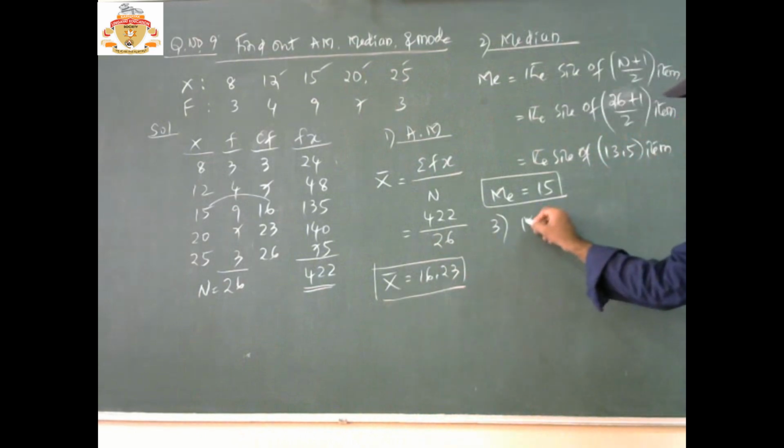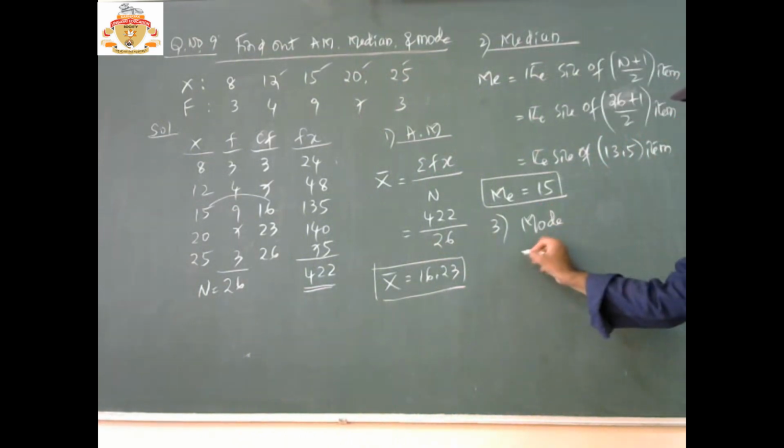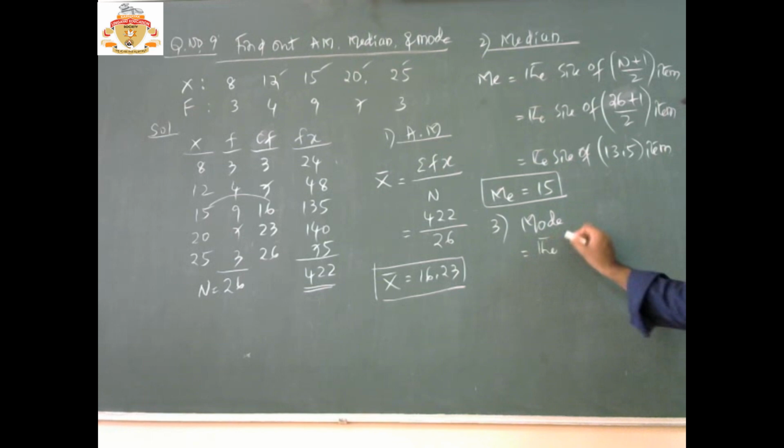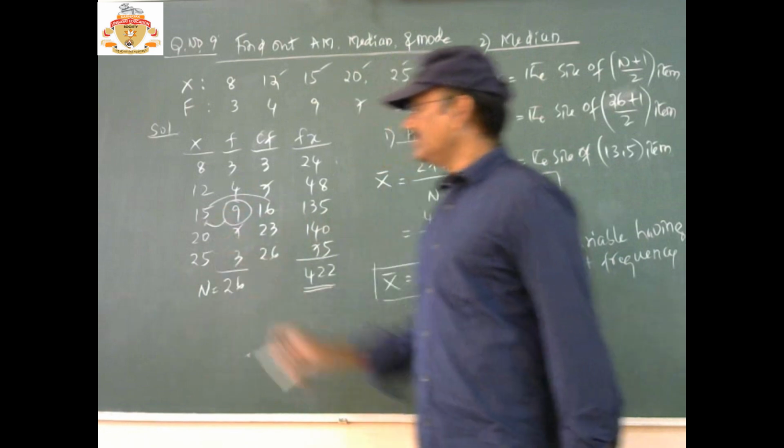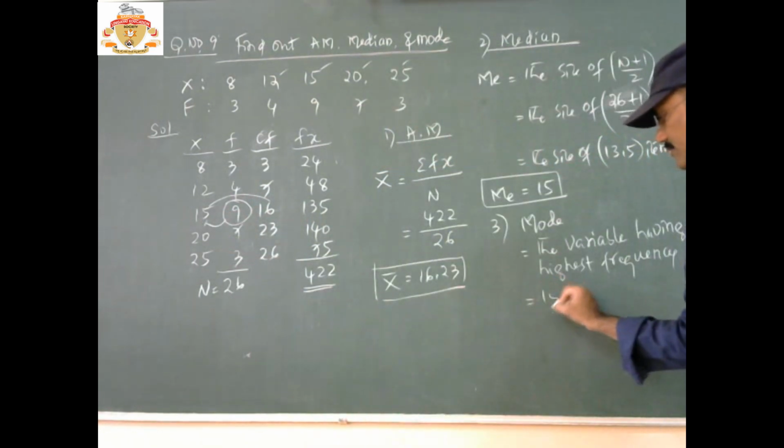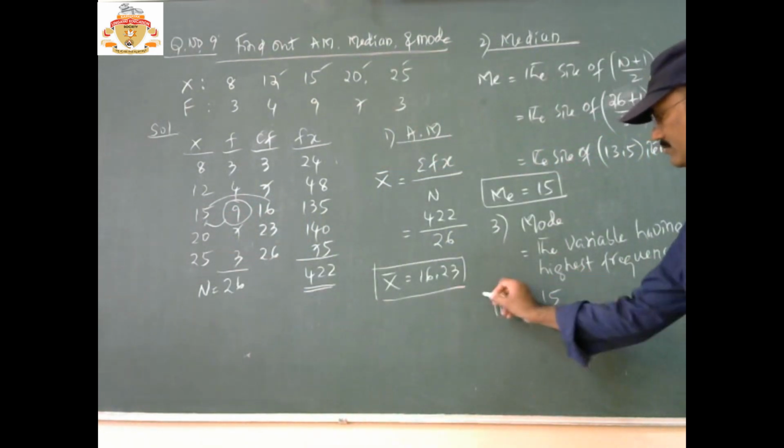Mode equals the variable having the highest frequency. Which is the highest frequency here? The 9 is the highest frequency in the problem. Its variable is 15. So 15 is your mode.